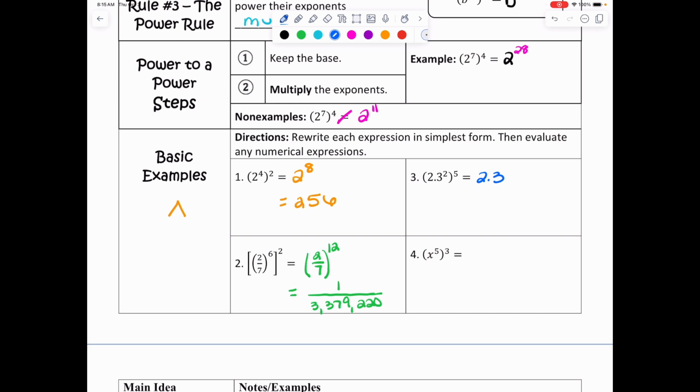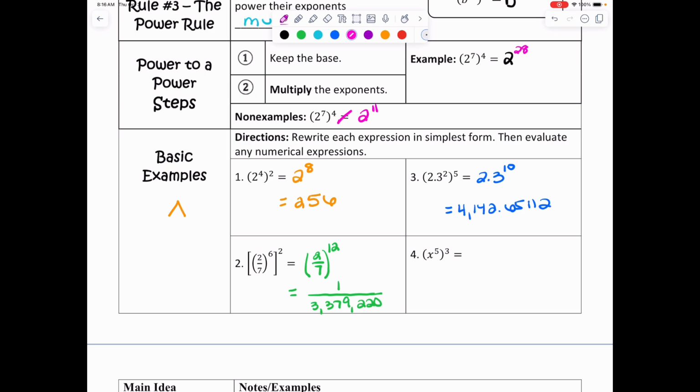And then I'm going to multiply my exponents. 2 times 5 makes 10. So 2.3 to the 10th. When you enter that on your calculator to evaluate, you get 4,142.65112.